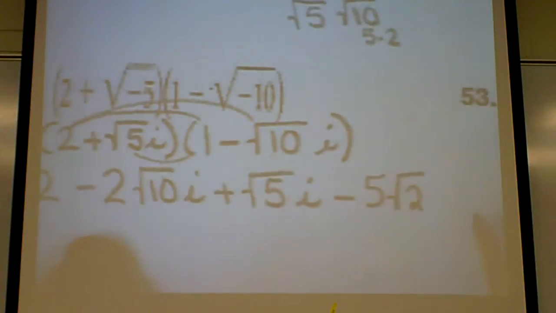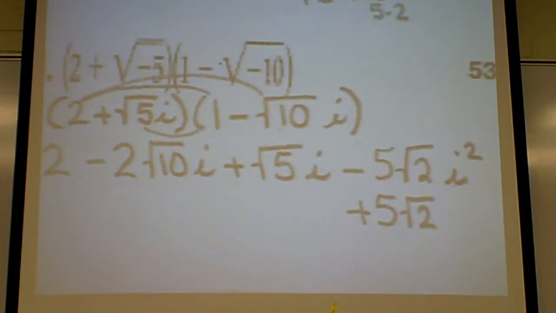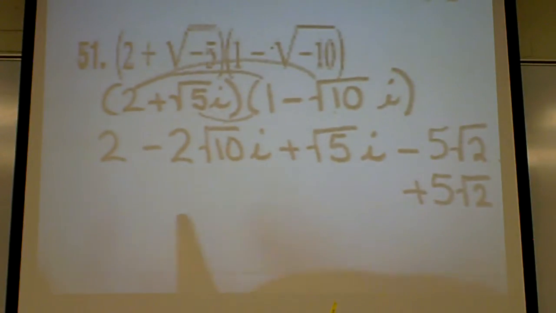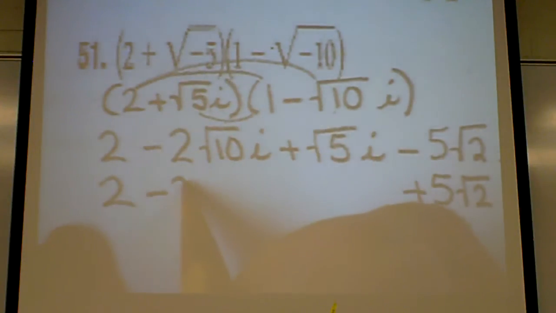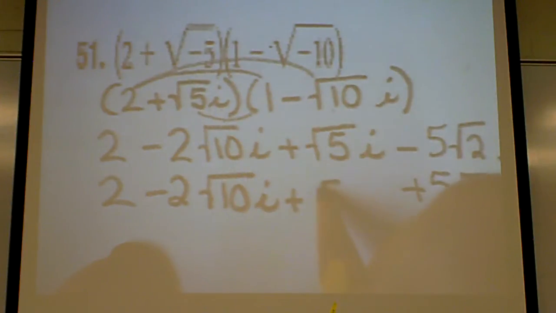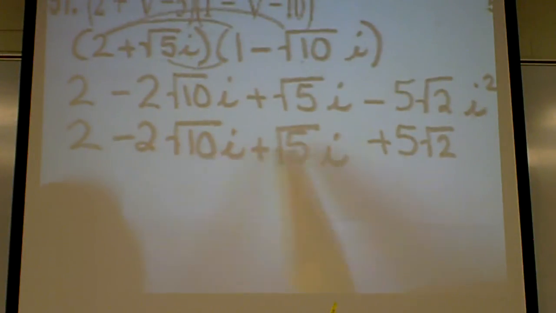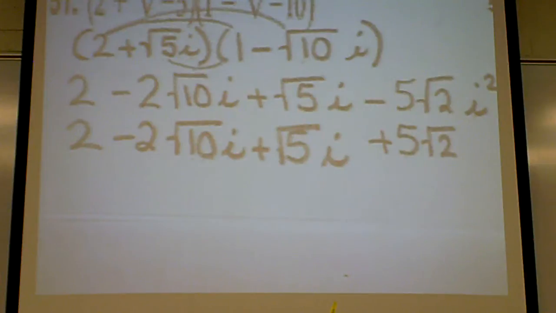And then you have i squared. But what's another name for i squared? This is a negative 1, so you're going to make this a 5 root 2. This is negative 1. Negative 1 times negative 5 is positive 5. And I think that's all you can do. Just bring everything down. This is just not a pretty answer. That's it. You can't add these up because these radicals are not the same. If they were, you could.